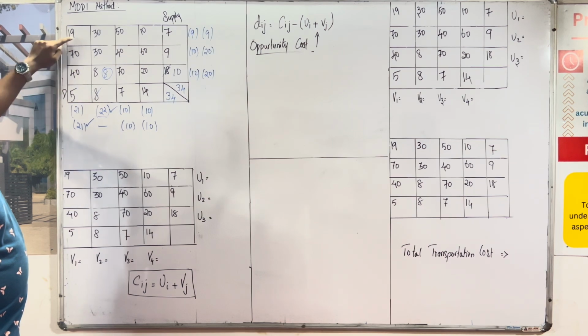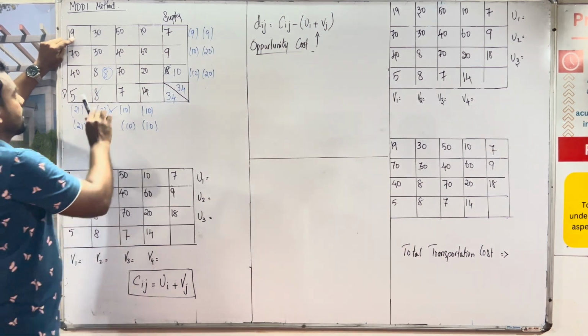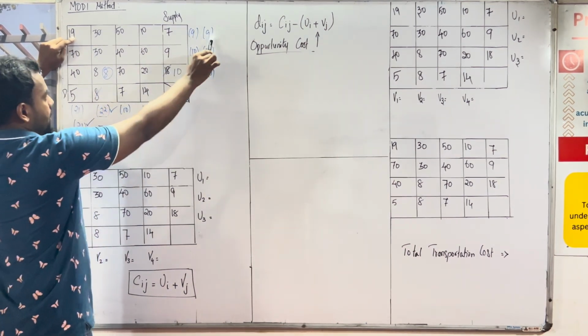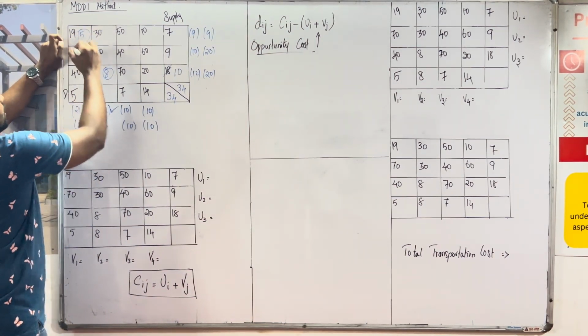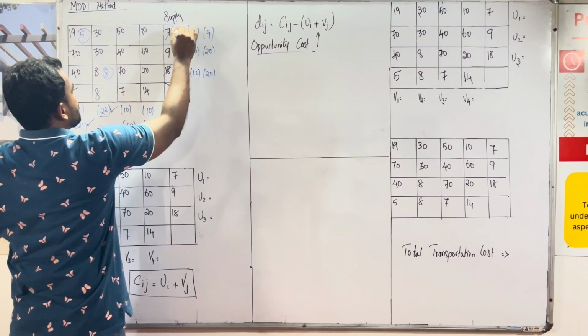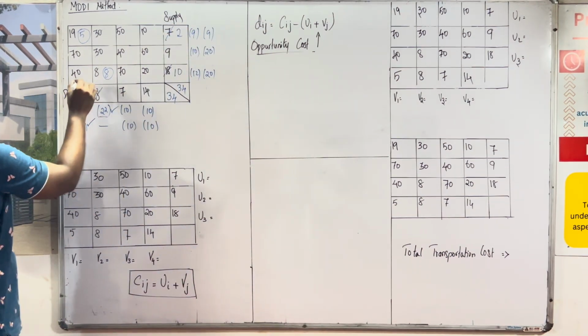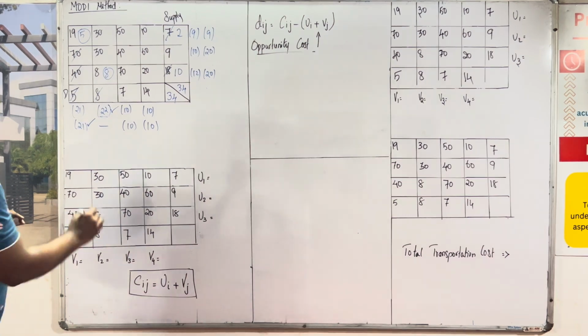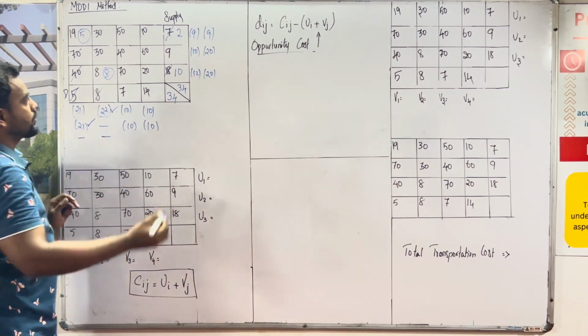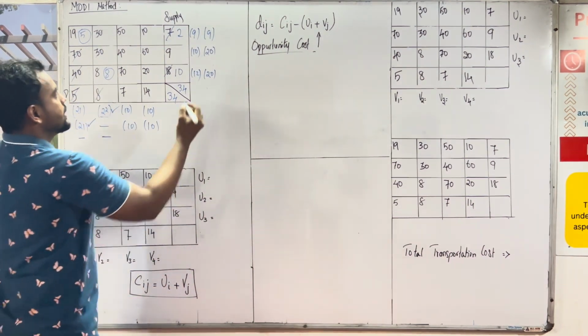Here the least value is 19, the demand is 5 and the supply is 9. So we can allocate 5 here, and the supply remains 2. The entire demand gets over, so you cross out this column as well. The first two columns need not be considered anymore, so again we repeat the same process.